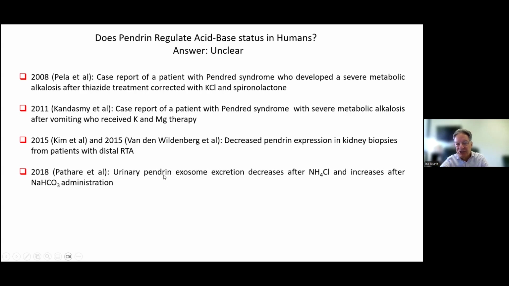And what they found is that there's pendrin in these exosomes, and that after ammonium chloride loading, which again causes a metabolic acidosis, the exosomes containing pendrin decreased, as you might expect, if there's less in the membrane, as was shown in the distal RTA patients. And the exosomes containing pendrin increased after sodium bicarbonate administration, which you would think teleologically would occur because the nephron is trying to dump bicarbonate, and it does so by increasing secretion with pendrin.